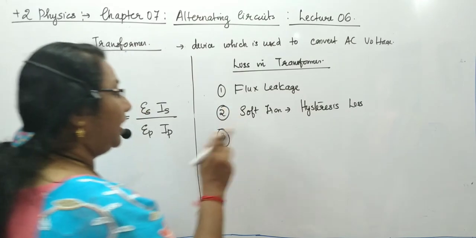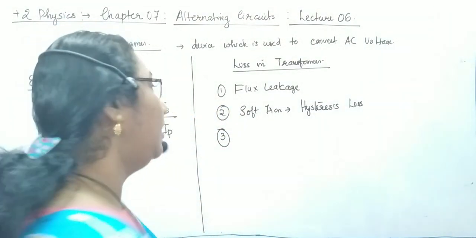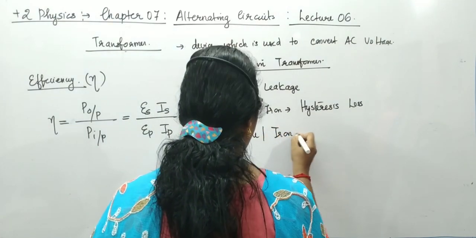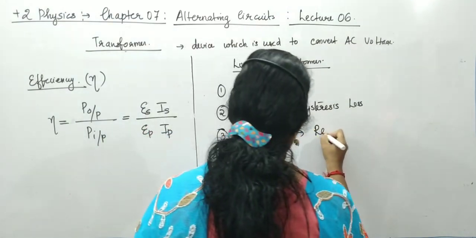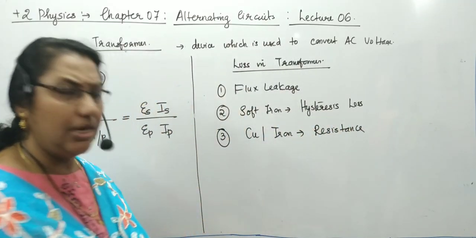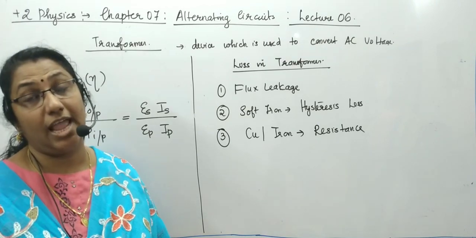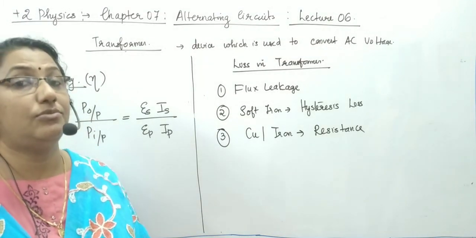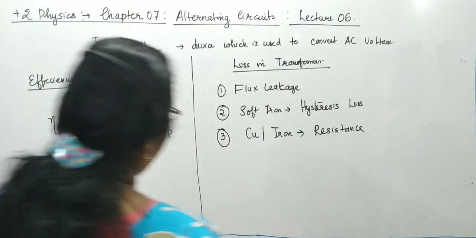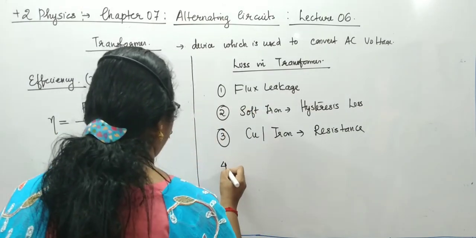Then we have taken the copper wires as the coils in the primary and secondary. When you take copper or iron wire, whatever metal is used, it has certain resistance. Any metal you use has certain resistance. So as a result of resistance, what happens? Some power is lost. So the resistance of the copper or iron also causes certain loss in the transformer.